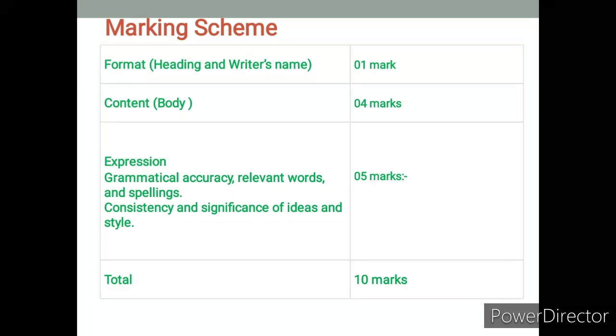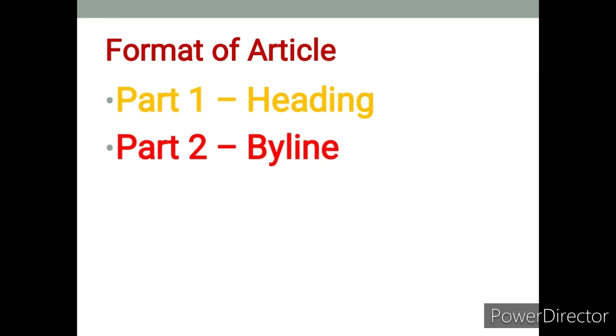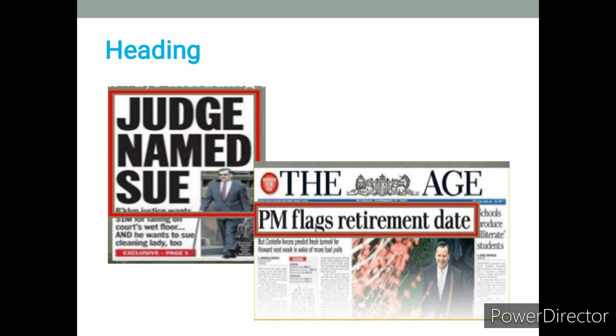Let's study the format of the article writing. The format of the article writing can be divided into 3 parts. First, heading, second, byline, and third, body. Let's study them one by one. First, heading. I want you to have a close look at these 2 headlines and try to derive the characteristics of an effective headline. For that, you may take the next 5 seconds. Done. Now see if they match with the upcoming ones.